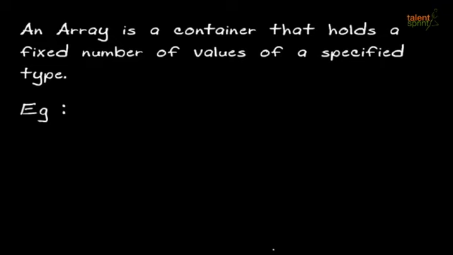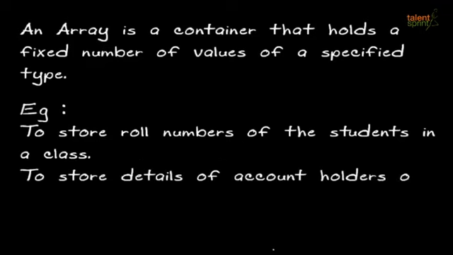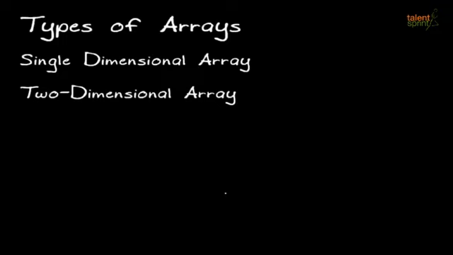Say, if I want to store roll numbers of all students in a class, we can use an array of type integer. Similarly, if we want to store details of account holders of a bank, we can go for an array of a specific class. Arrays are of different types: single dimensional array, two dimensional array, and jagged arrays. Let us begin with single dimensional array.